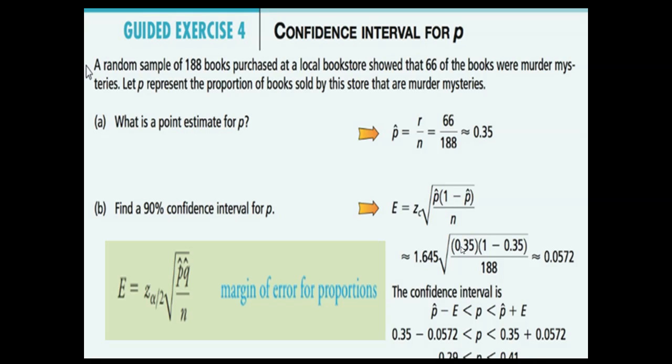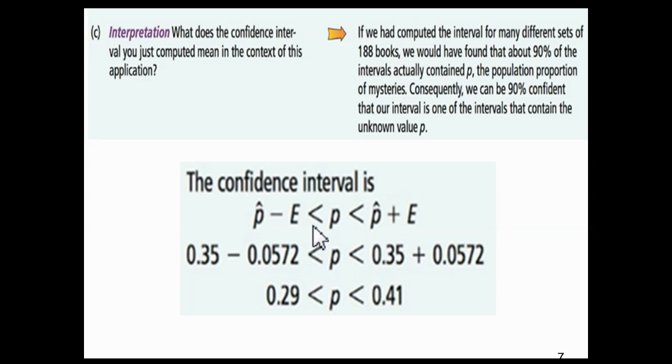P hat we just calculated to be 0.35. Q hat is 1 minus 0.35, and that's all divided by the square root of 188. Of course, you're taking the square root of that. And correct to 4 decimal places, 0.0572. So here I would take my P hat, subtract my error, and take my P hat and add my error. Prior to this in 7.1 and 7.2, we're taking X bar, subtracting the error, and X bar, adding the error. And of course, our calculator had an app that did it all for us and still does. All right, so what's the interpretation here?